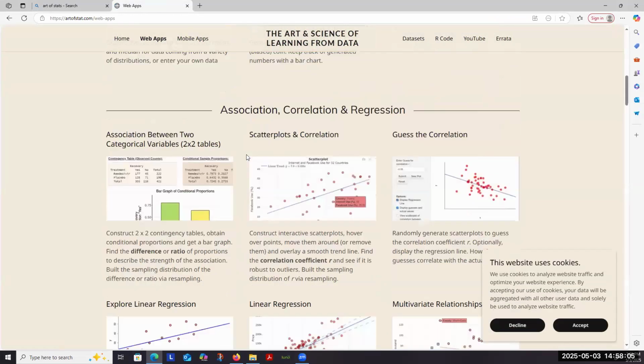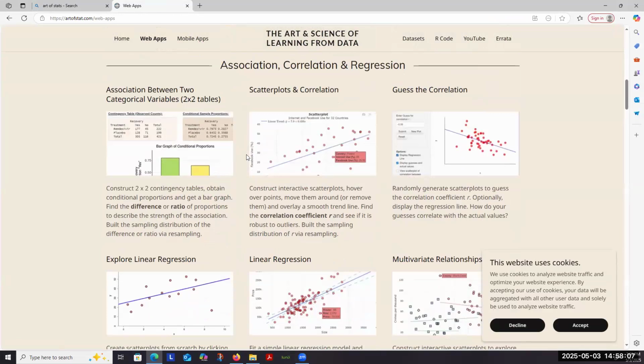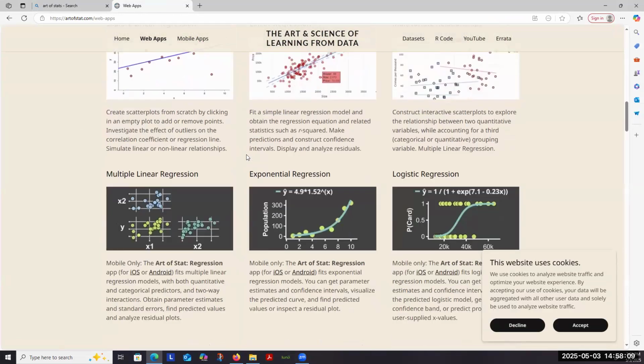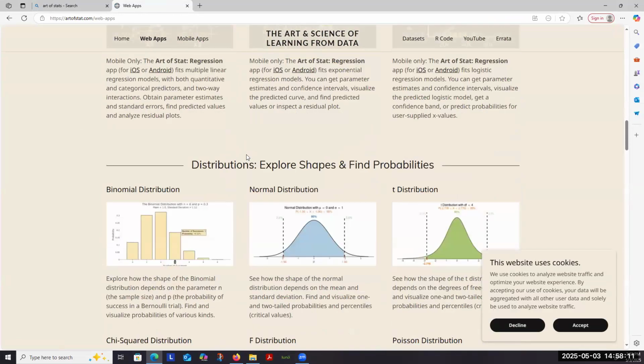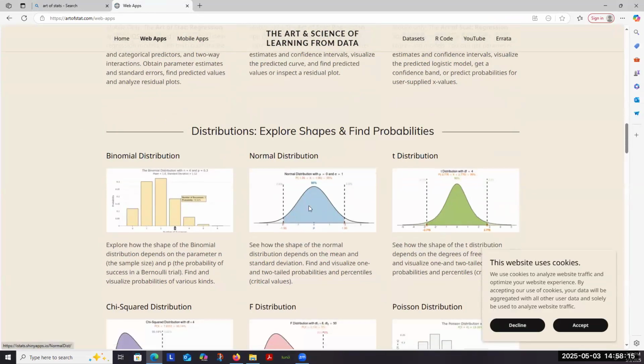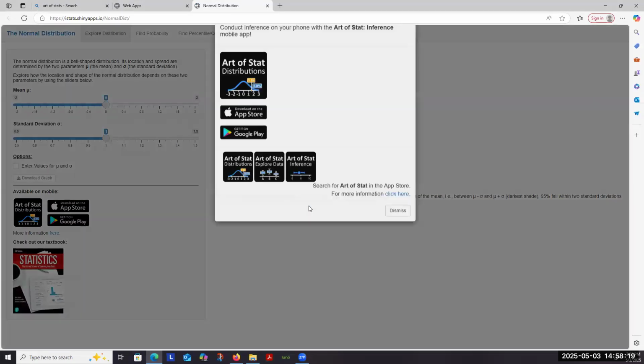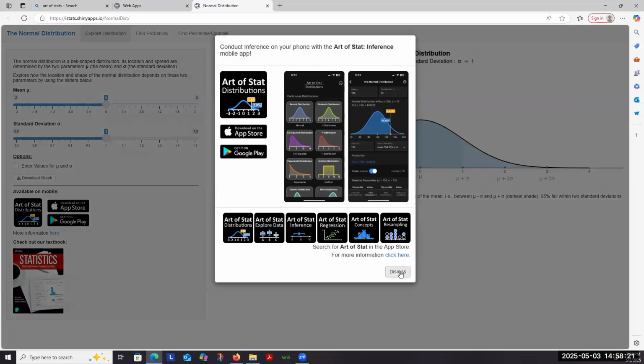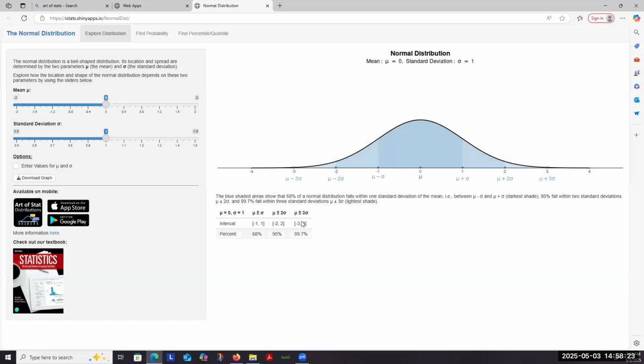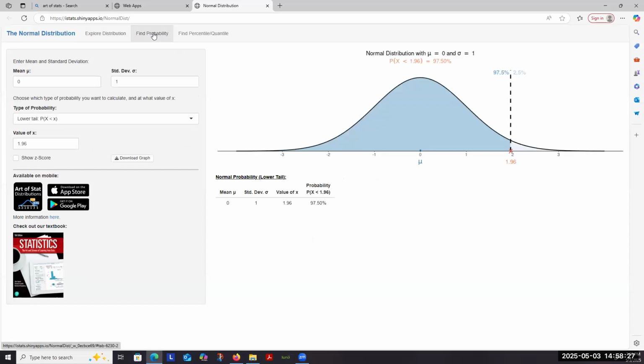You go down. There is a case with the sampling distribution mean, but that's not going to be helpful. You don't need it. You see, you go to the normal distribution because you want to find the z-score. This is going to be normal distribution. Okay, you dismiss this one. If you have it on your cell phone, that's the case. So we want to find the probability.